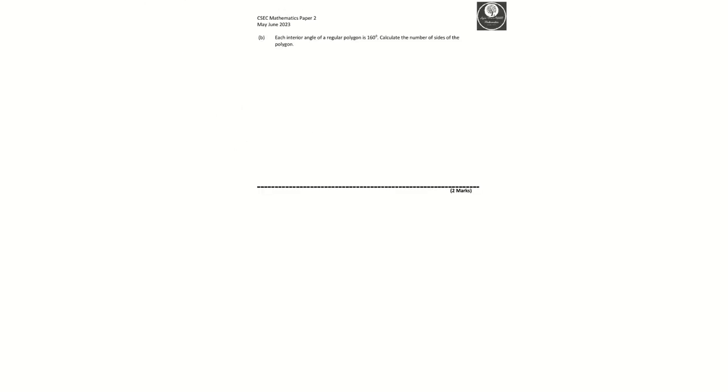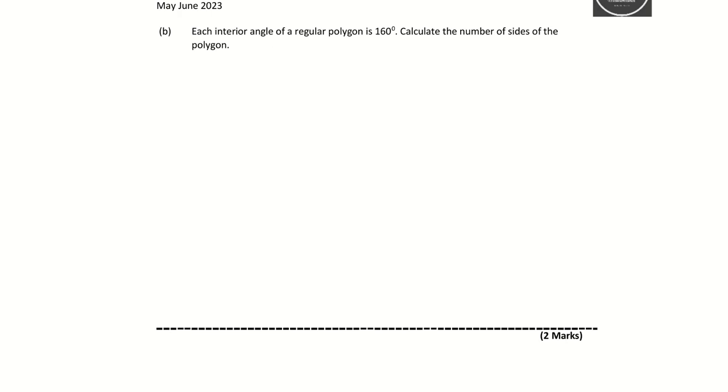This one, they said each interior angle of a regular polygon is 160. We know that a regular polygon means all sides are equal. They're telling you that one angle is 160. Calculate the number of sides of the polygon. So we know that your sum of interior angles is equal to 180 times n minus 2. That's what we know, right?